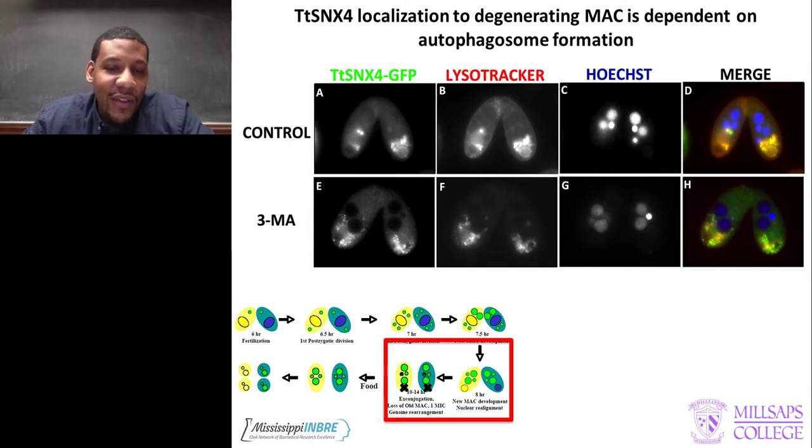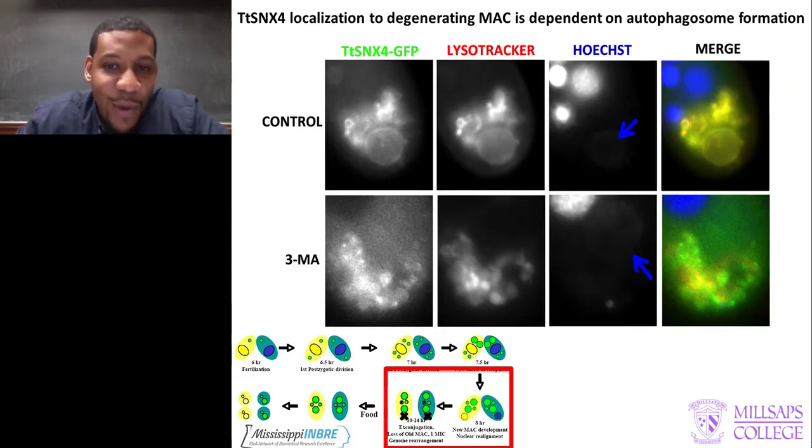And you can see that Tetrahymena SNX4 GFP, like we expect, is localizing to the LysoTracker positive nucleus in the back of the cell. But when we treat with 3-MA, we see a reduction in LysoTracker in that nucleus in the back of the cell, and we also see a loss of Tetrahymena SNX4 localization to that nucleus. To see that, let's look at the higher mag image.